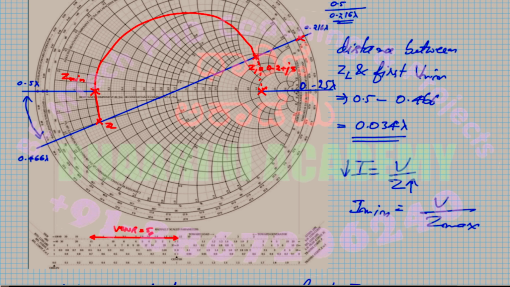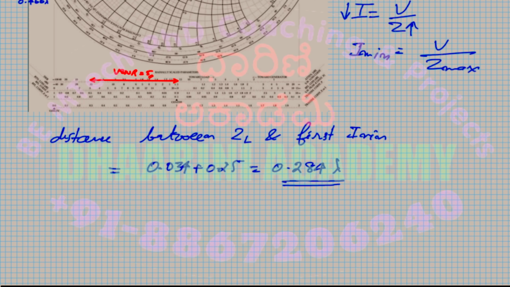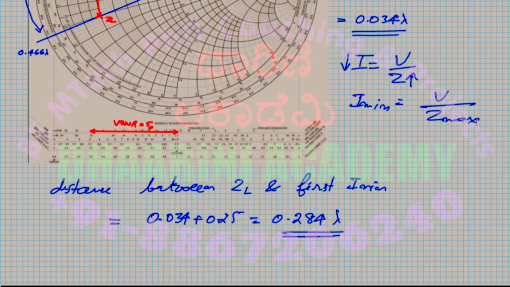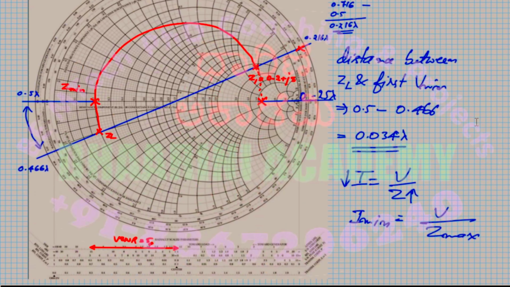So from 0.466 to 0.5, this is 0.034. Then starting from 0.5, which is equivalent to 0, you have to move till 0.25, so that is an addition of 0.25. So just see, do you have any other doubt? Let me know if you have any doubt.